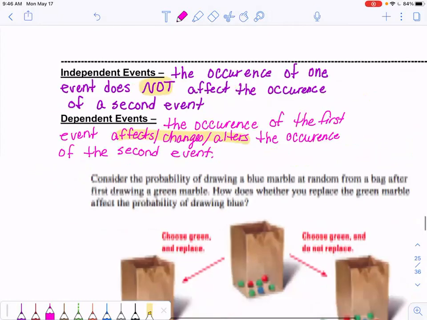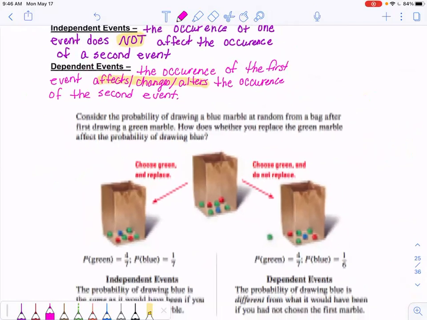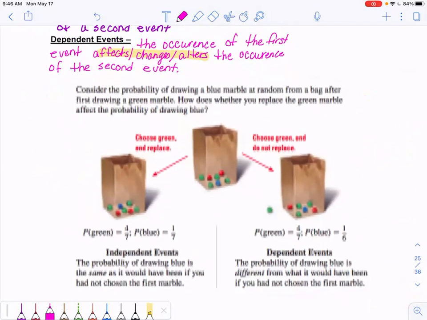And I have a little bag here with marbles, and when I was capturing this image and then I pulled it a little bit, it got a little bit fuzzy, a little bit blurry. It's okay. But you can still see, we have a bag of marbles, and in this bag of marbles, there are red, green, and blue marbles.